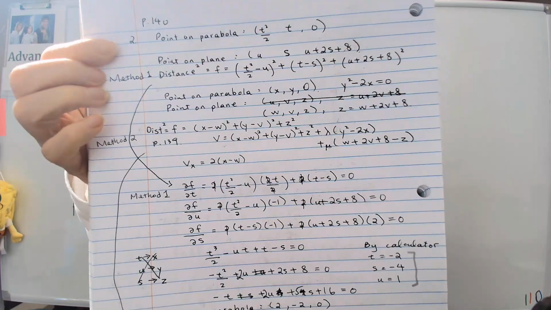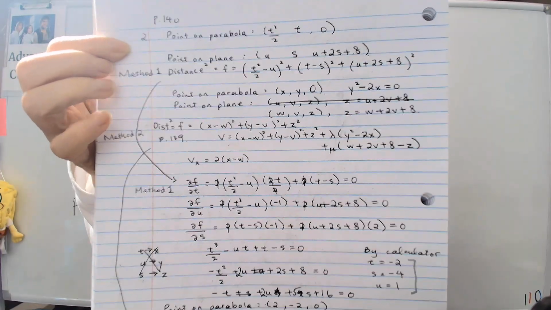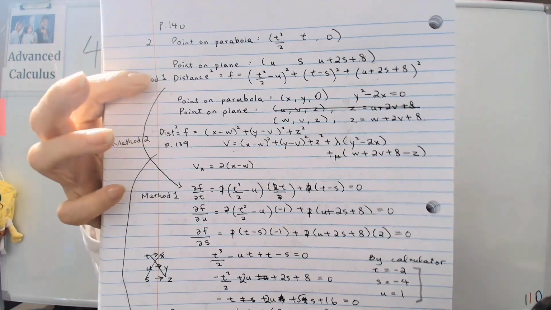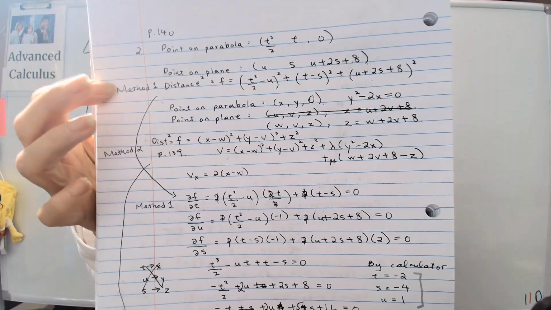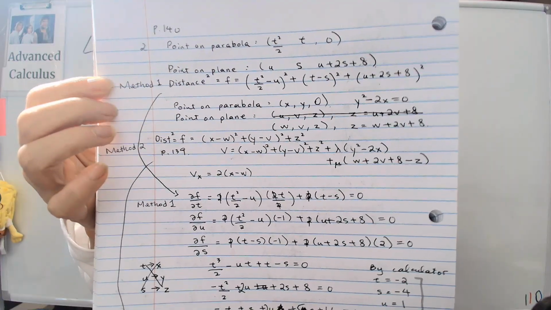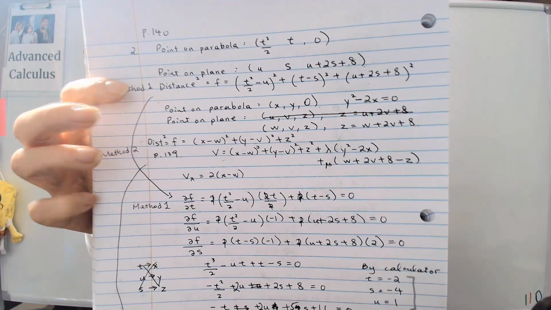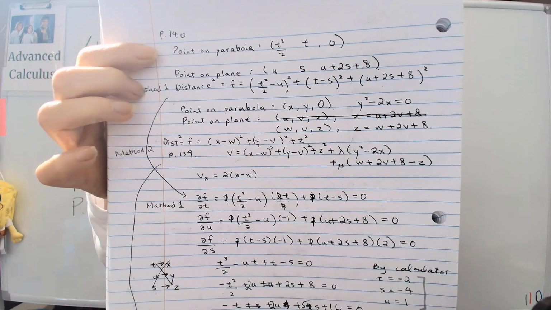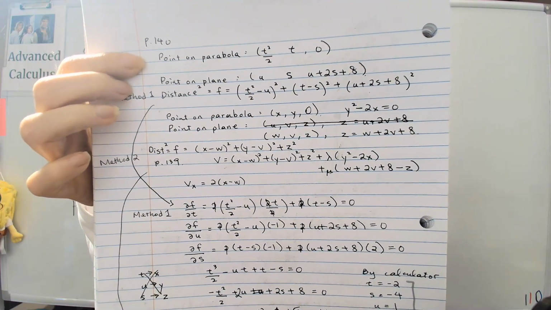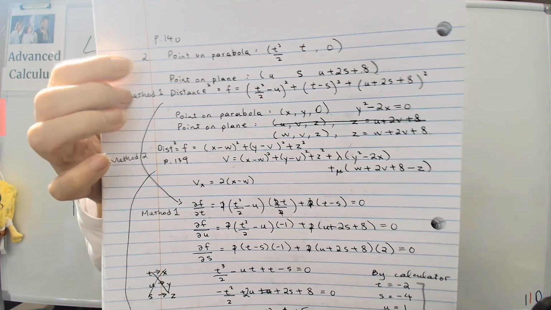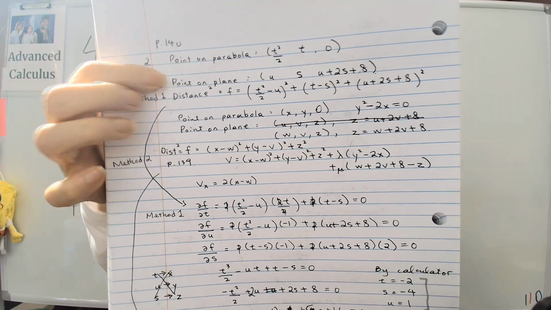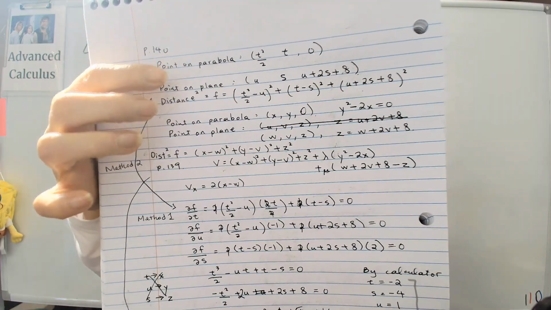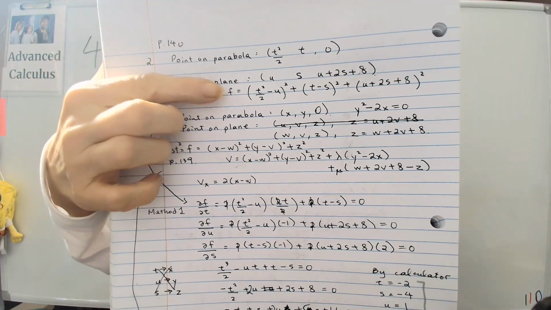Now, I did it in two ways. First, I'll talk about method 1. That's the non-Lagrange method, the way we would have done it before we learned the Lagrange multipliers. So I did a parametric representation of the point on the parabola, and similarly the point on the plane with different parameters, so that the distance is equal to that thing.